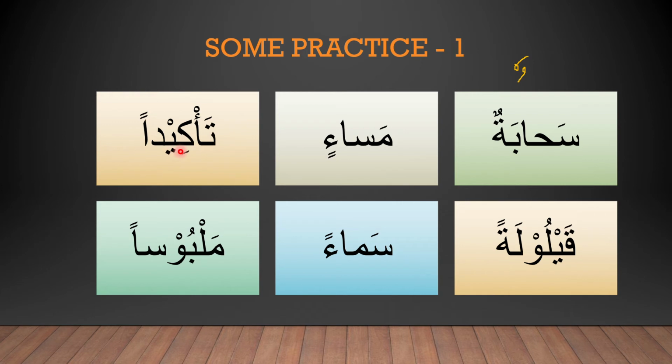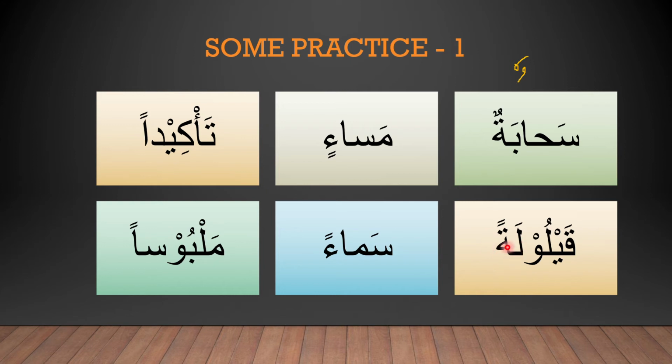ta fatha hamza sukun, ta, kaf kasra ya sukun, ki, ta'ki, dal fathatain, dan, ta'kidan. Notice that there is a silent alif here because it's a fathatain. Qaf fatha ya sukun, qay, lam dhamma waw sukun, lu, qaylu, lam fatha la, qaylula, ta fathatain, tan, qaylulatan. Notice that even though there's fathatain, there is no alif after it, no silent alif. Why? Because this is an exception.